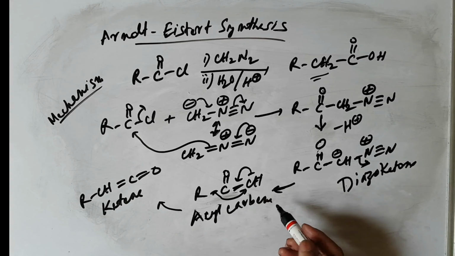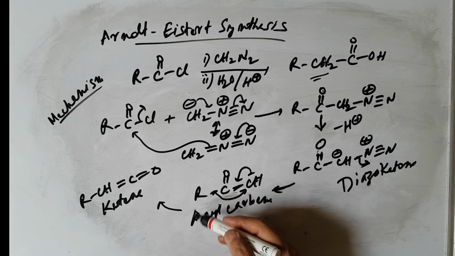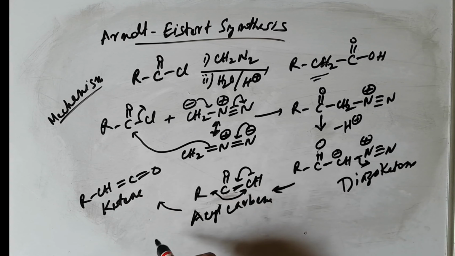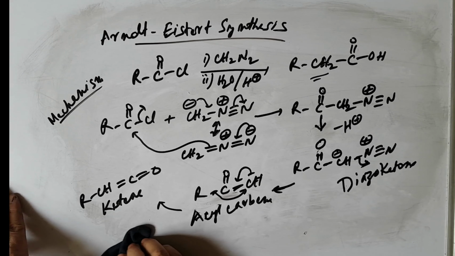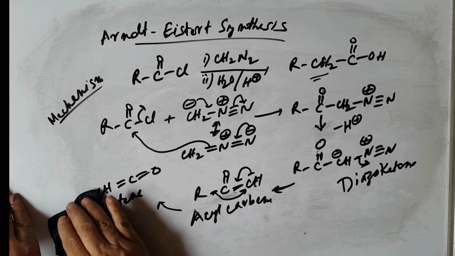And the second step is loss of nitrogen. You get an acyl carbene. The acyl carbene will give a ketene. So this is the second step. The second step is generally known as the Wolff rearrangement.